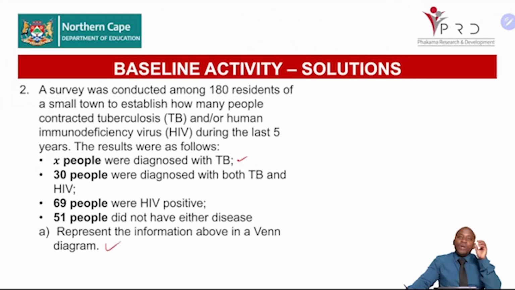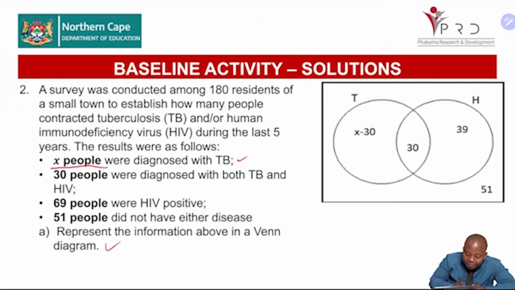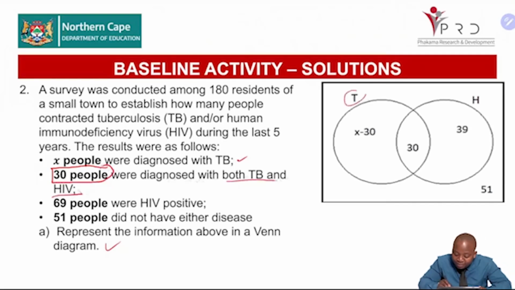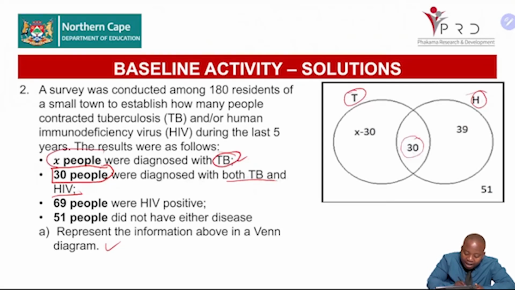Very important. When we are looking at the Venn diagram, we always start from the middle and go out. So we are going to start with 30, because 30 is where both TB and HIV apply. We have T for TB and H for HIV. That's where we start, and we are going to subtract from them. Always when you're dealing with probability, start from inside and go out. From here I can look at the TB, which says X people are diagnosed with TB. So the total for TB is X. Are we clear? That X includes the 30.